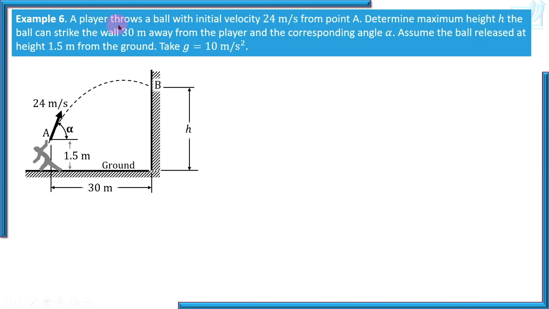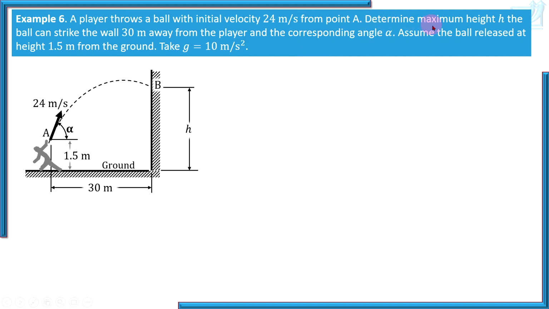Read this problem. A player throws a ball. Here is a player and he throws the ball. A player throws a ball with initial velocity 24 meters per second from point A. Here is point A. Determine maximum height h. Remember, height is measured from ground, so there is ground level. Determine the maximum height h the ball can strike the wall 30 meters away from the player. So the wall is 30 meters away from the player. And the corresponding angle alpha.